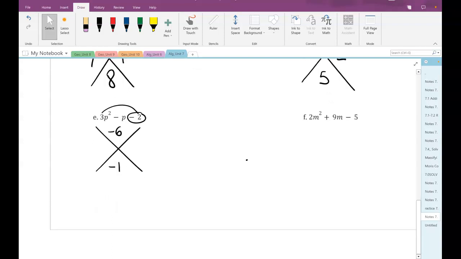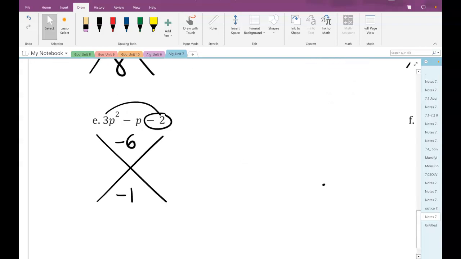So what should be negative, my 2 or my 3? 3 should be negative because when I add 2, I stay less than 0. I stay in the negative space.